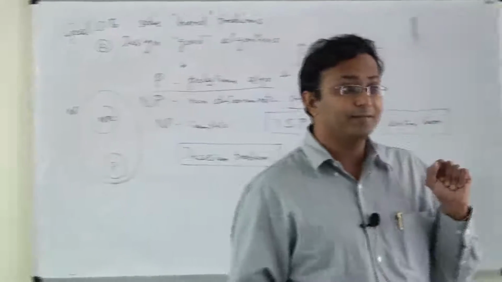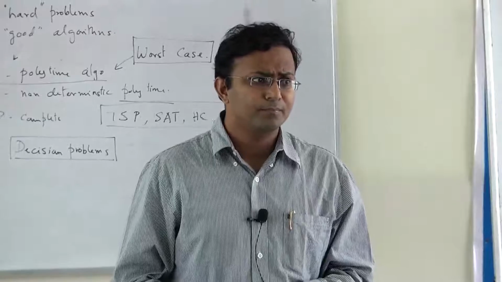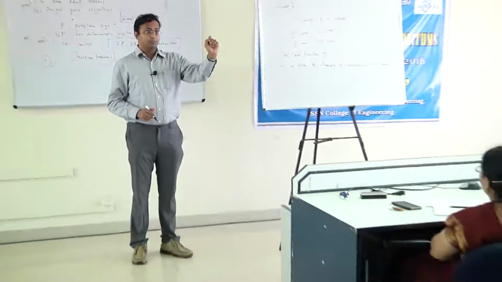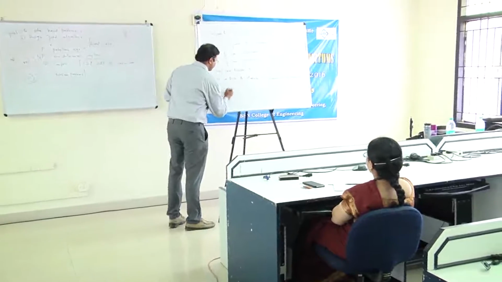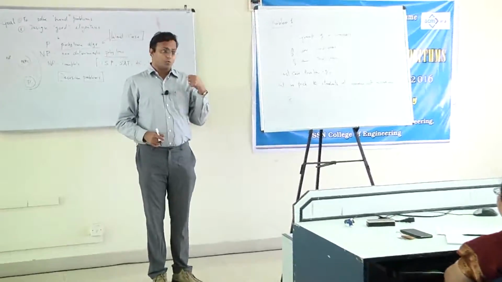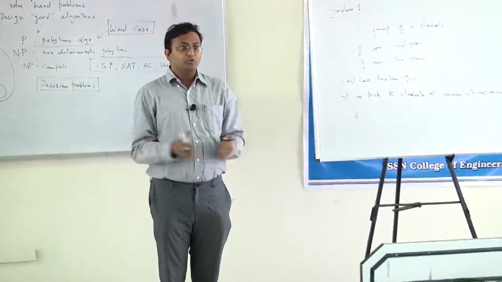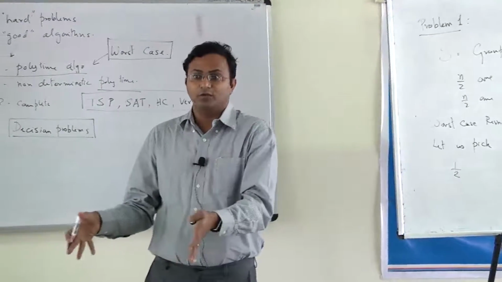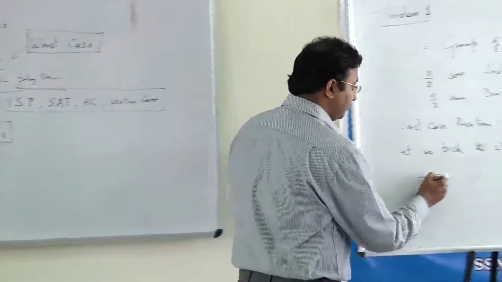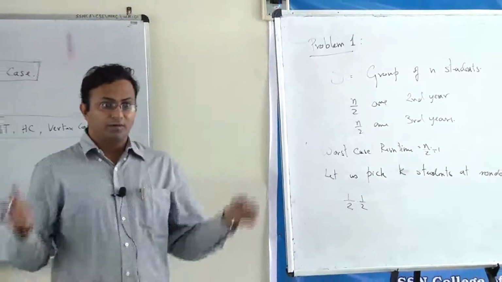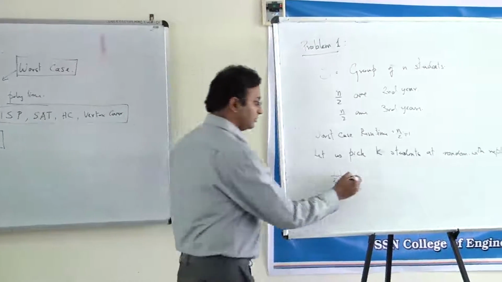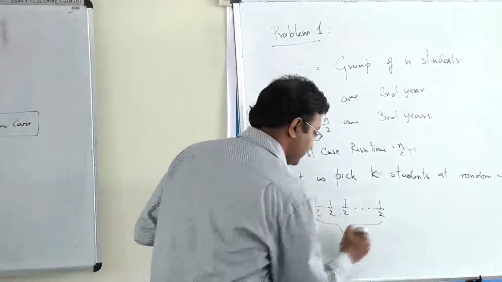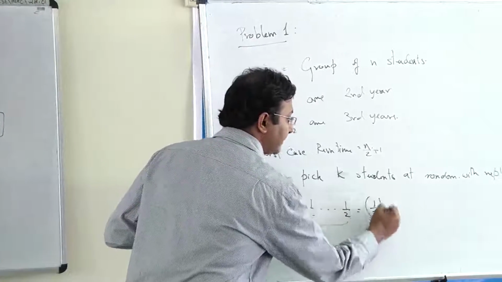What is the probability the first one is not yellow? 1 by 2, great. What is the probability the second one is not yellow? 1 by 2, right? And they are independent. These two events are completely independent. Whether the first one was black or yellow doesn't influence whether my next one is black or yellow. So it is 1 by 2 times 1 by 2. What is the probability the third one is not yellow? Again 1 by 2. And it continues till K times. So this is (1/2)^K.